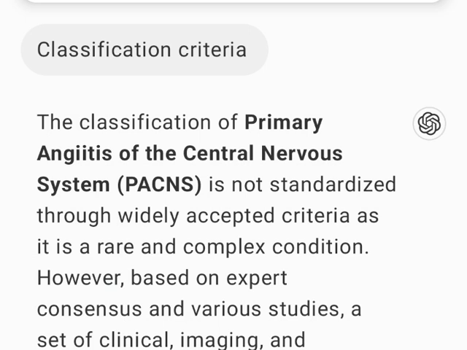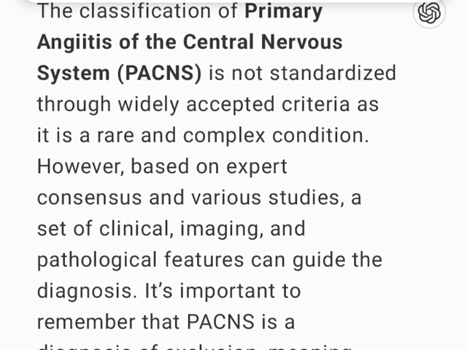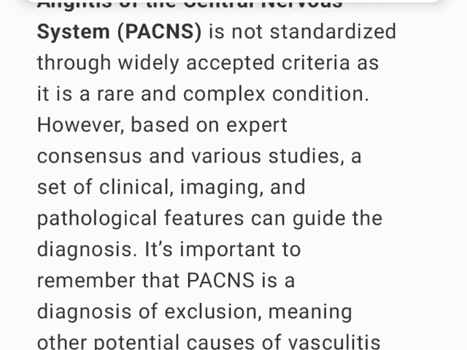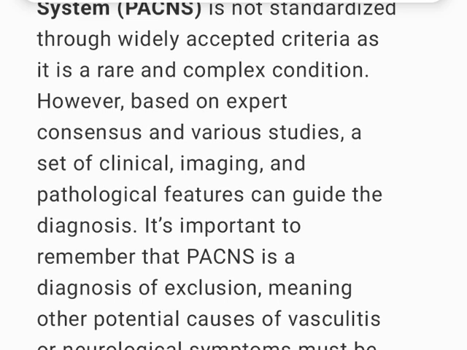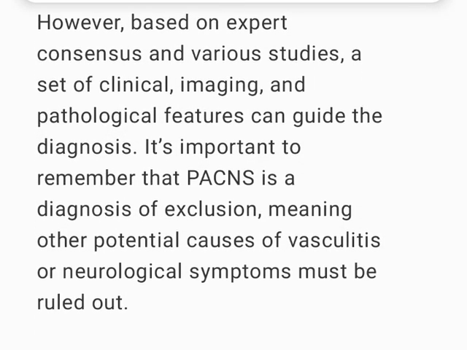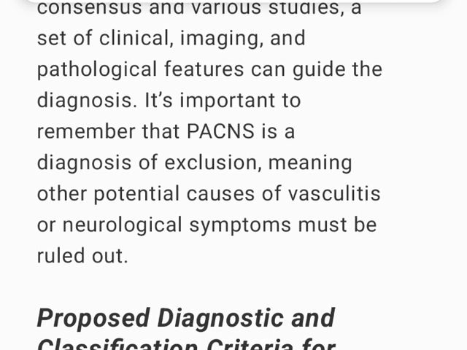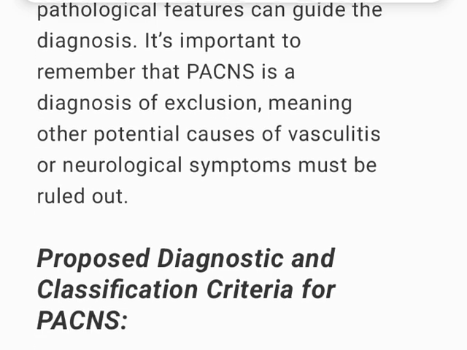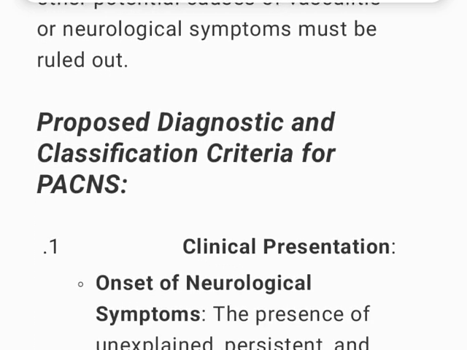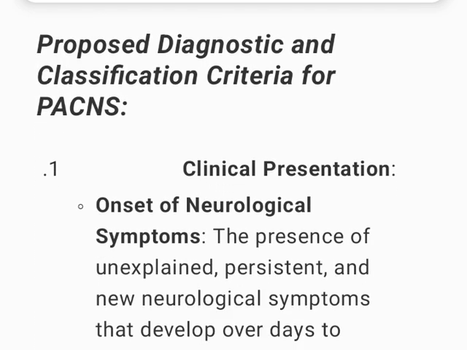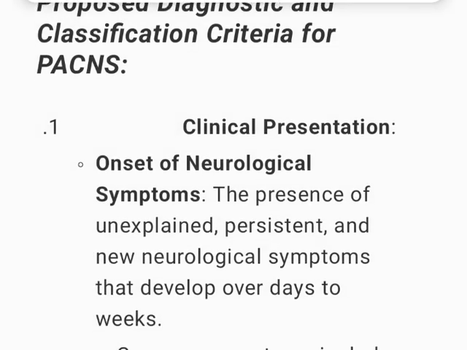The classification of primary angiitis of the central nervous system, PACNS, is not standardized through widely accepted criteria as it is a rare and complex condition. However, based on expert consensus and various studies, a set of clinical, imaging, and pathological features can guide the diagnosis. It's important to remember that PACNS is a diagnosis of exclusion, meaning other potential causes of vasculitis or neurological symptoms must be ruled out. Proposed diagnostic and classification criteria for PACNS.